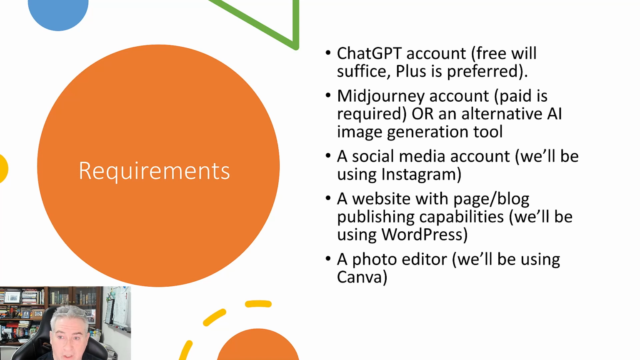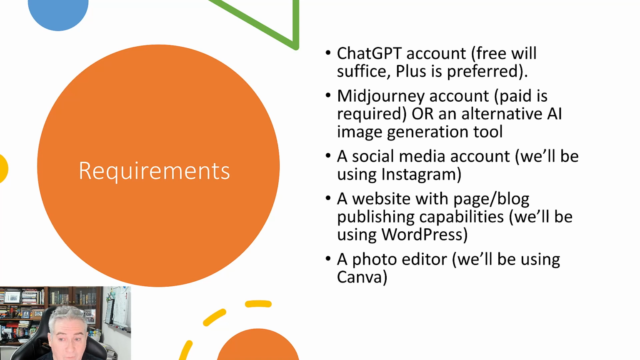Like yesterday, Adobe released their new AI tool. My limited exposure to it hasn't impressed me so far, but I haven't had time to get into it and understand it really well. So whenever you're watching this video, there could be way better tools than both of these. You'll need a social media account, obviously. We're going to be using Instagram. As I said, you can publish on any social media account that will accept text and an image.